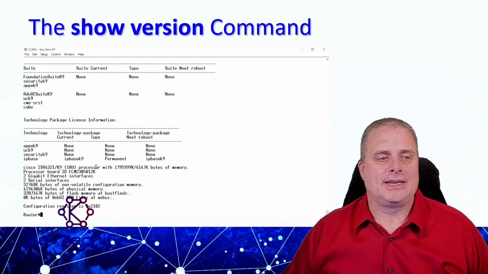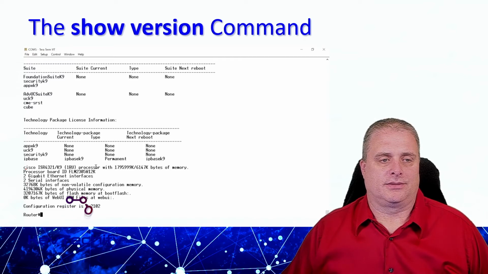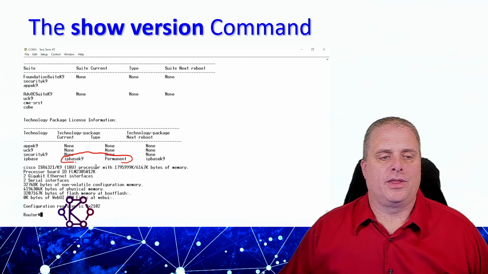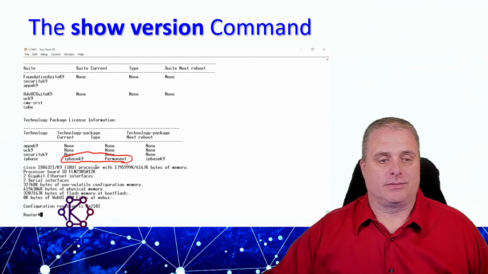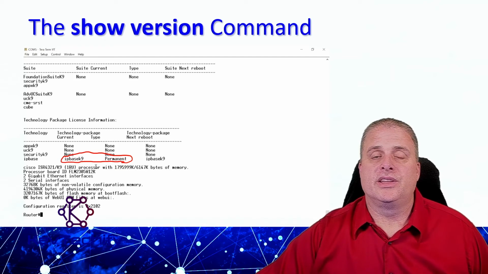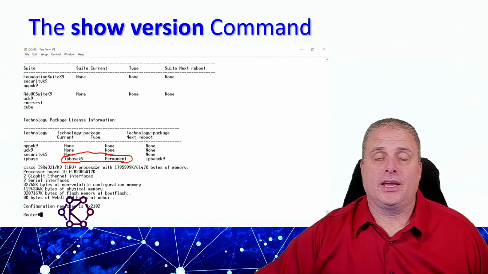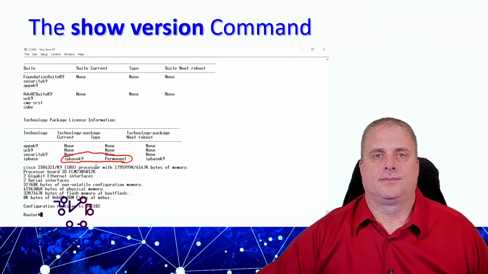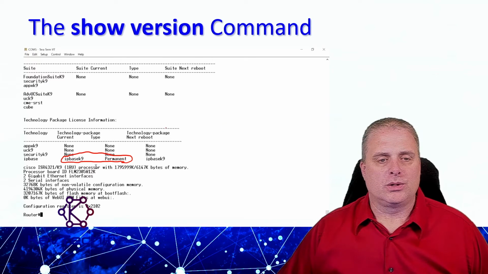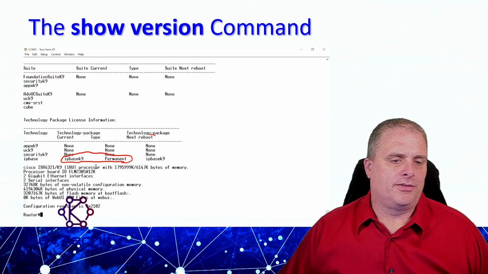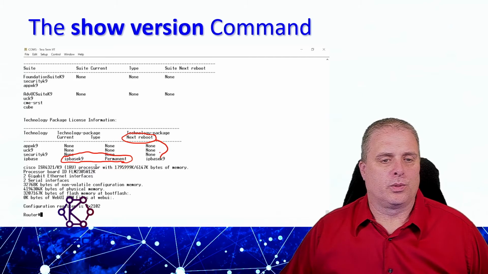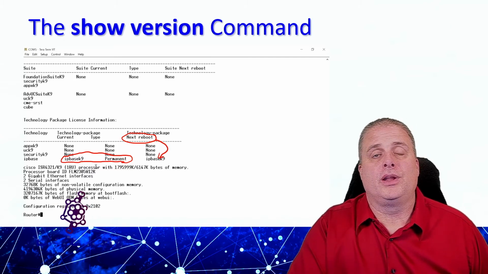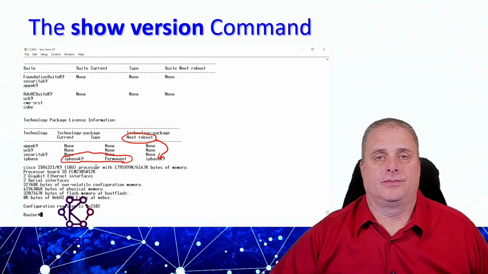First, let's look at technology package licensing. This indicates we have a permanent license for the IP-based K9 package, which is the default image set and the package and feature set that was specified when the router was ordered. And it shows that it will be available on the next reboot. We currently do not have any other permanent or evaluation licenses installed.